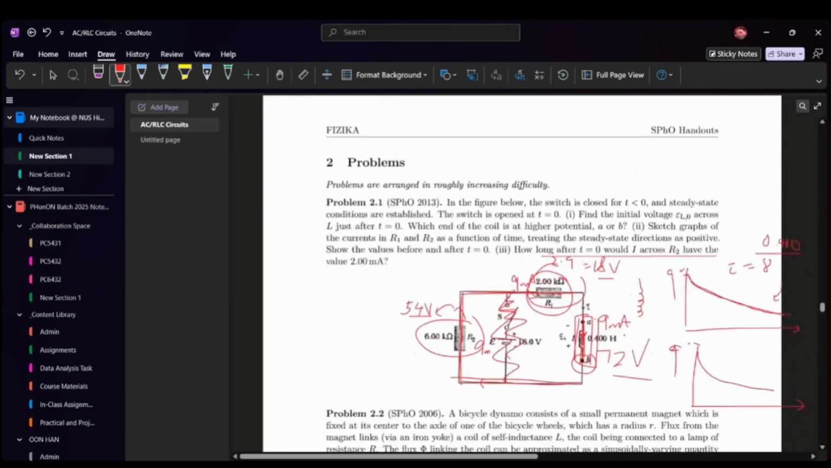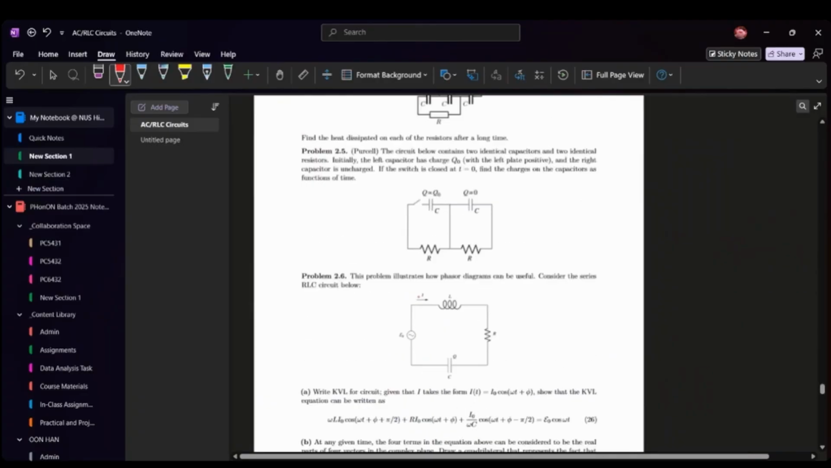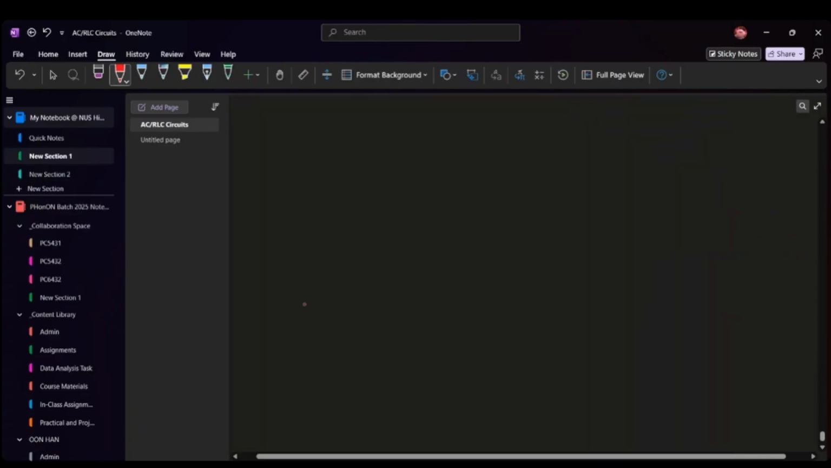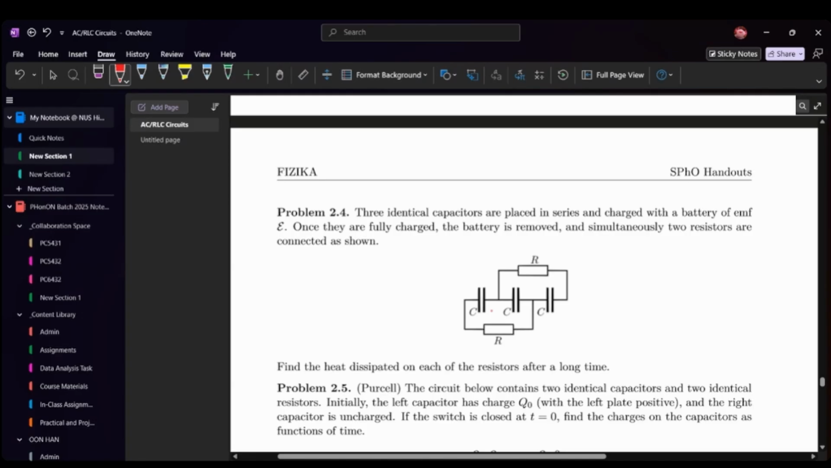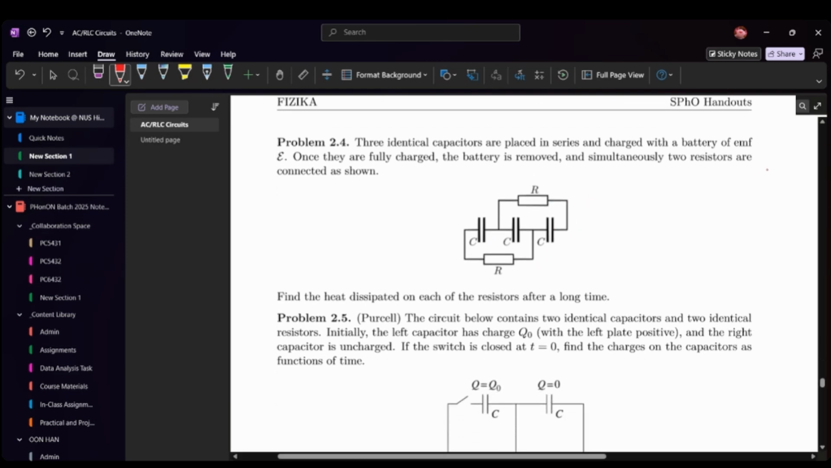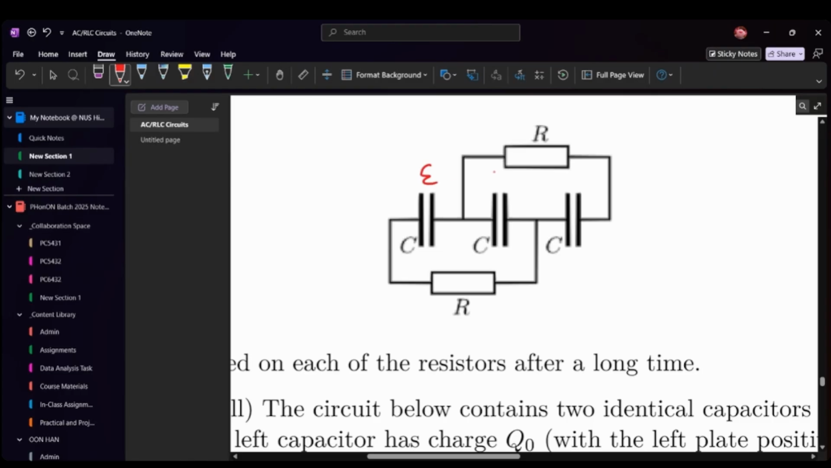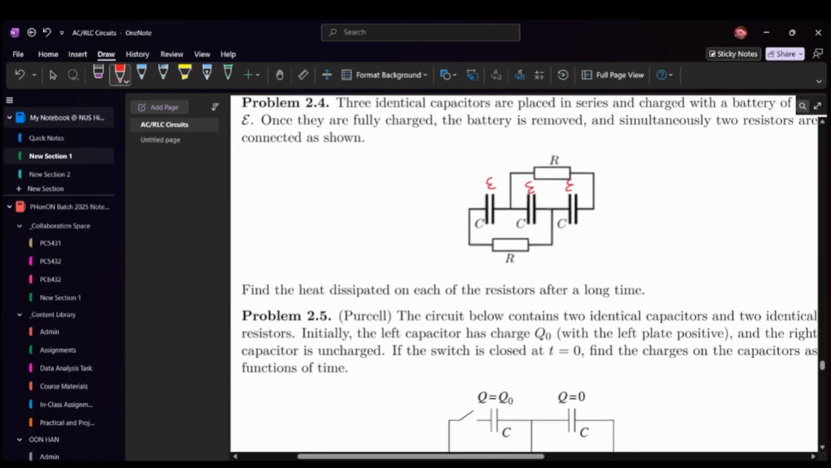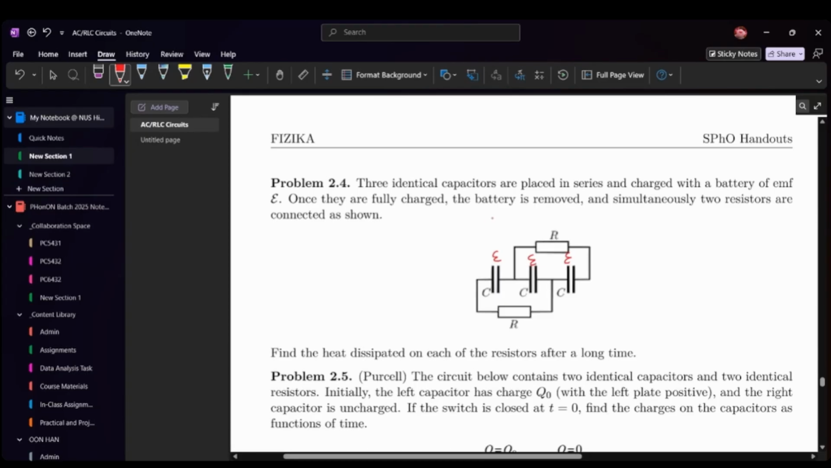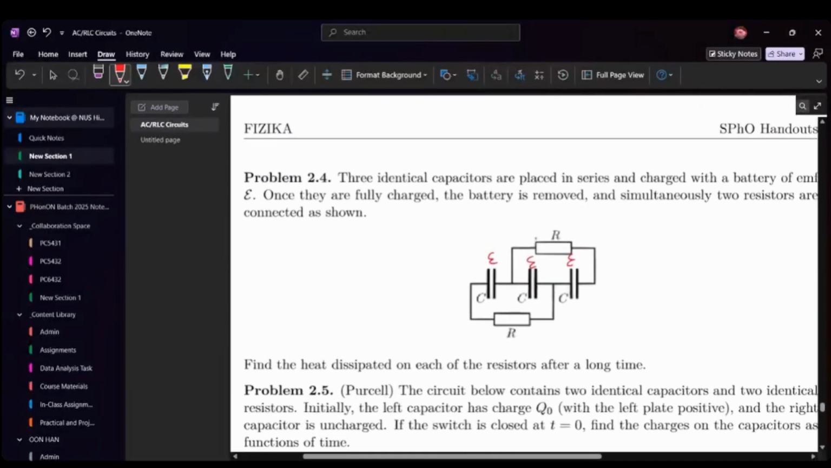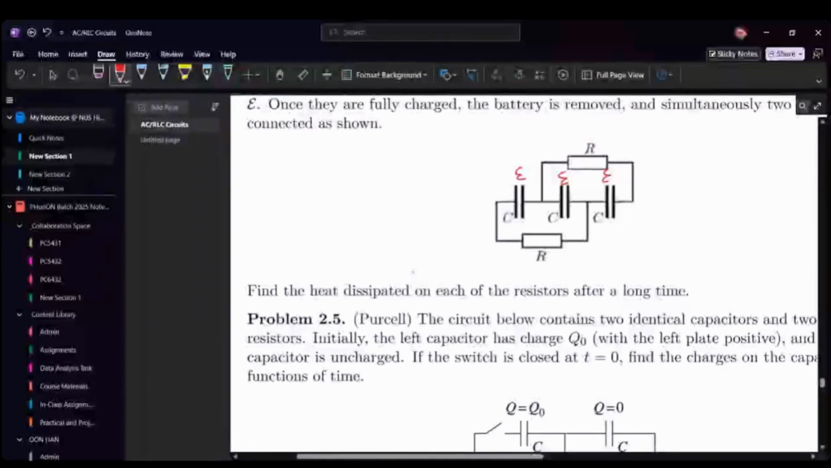The second question to go through is 4, I believe. Oh, it's this question. So, we have 3 identical capacitors that are placed in series and you charge with a battery of EMF. So basically, each of these initially have voltage this. Then once they're fully charged, your battery is removed and then subsequently 2 resistors are connected like this. And then what you want to do is find the heat that's dissipated across each of the resistors after a long time.